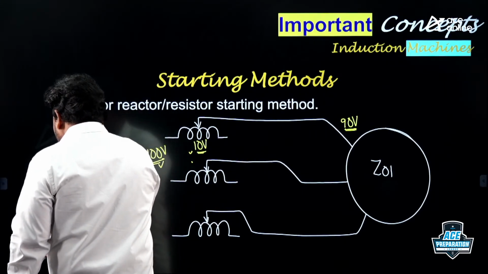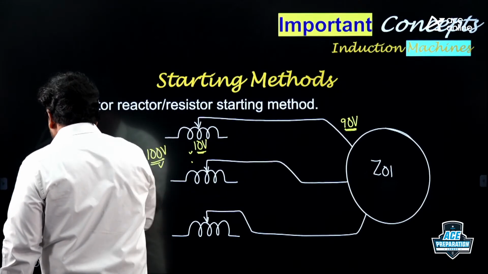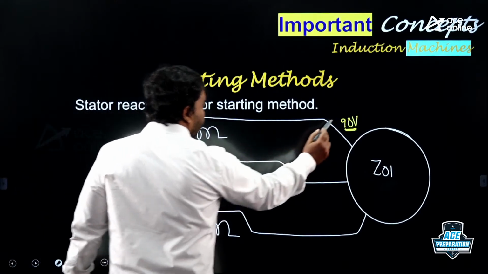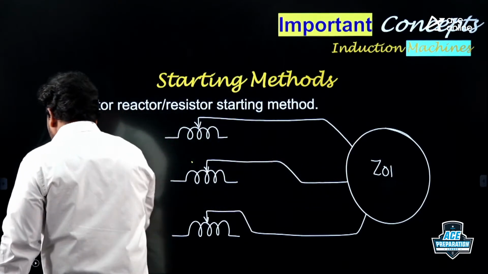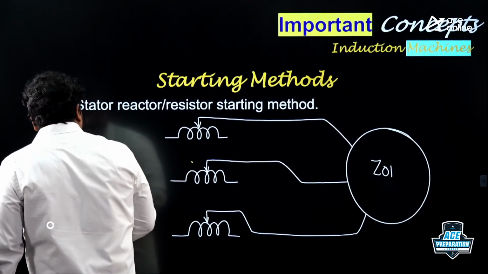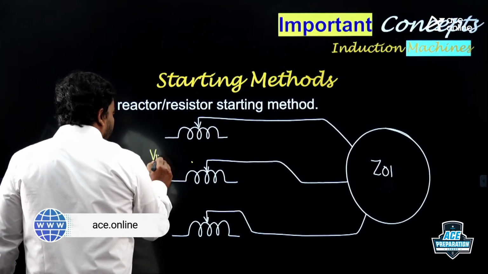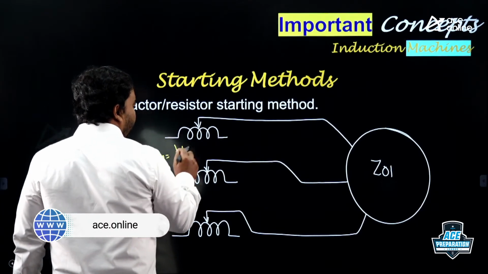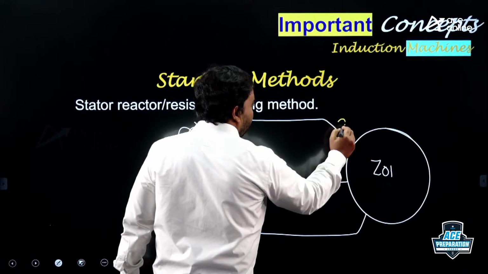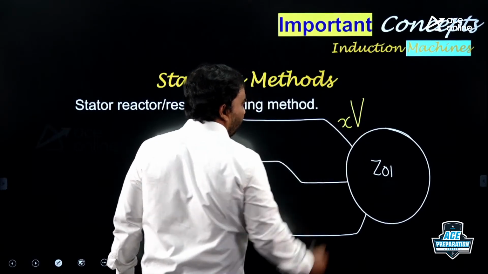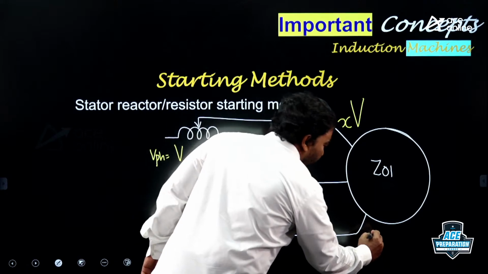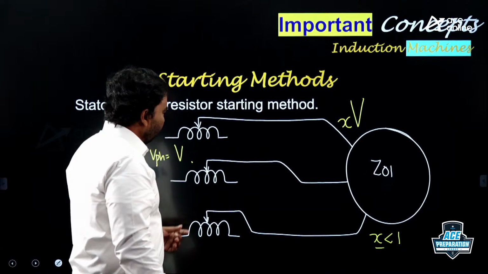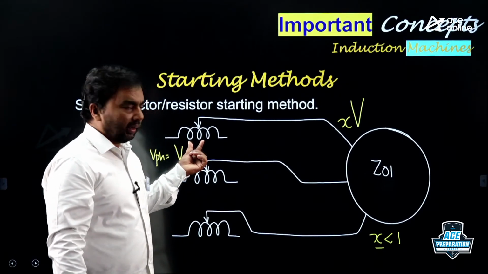So instead of like this, I'll try to see. If I am applying a per phase voltage of say V, let us assume there is some voltage dropped here, and what is the voltage I am applying here? XV, where X is a percentage tapping, so X is less than 1. For example, say X is equal to 0.9.